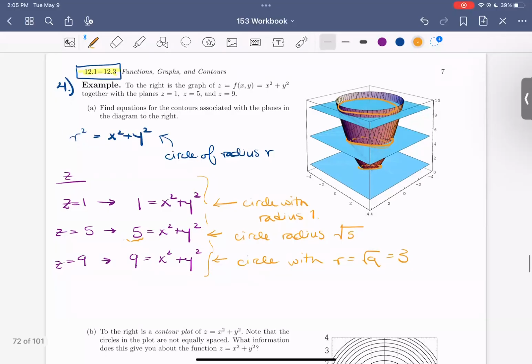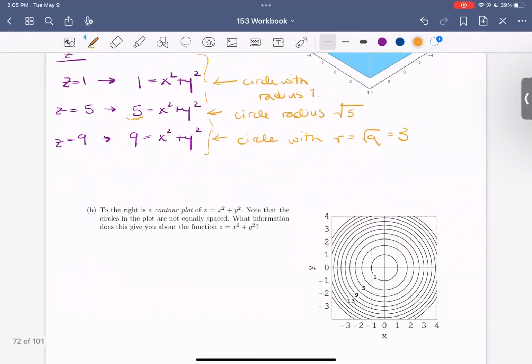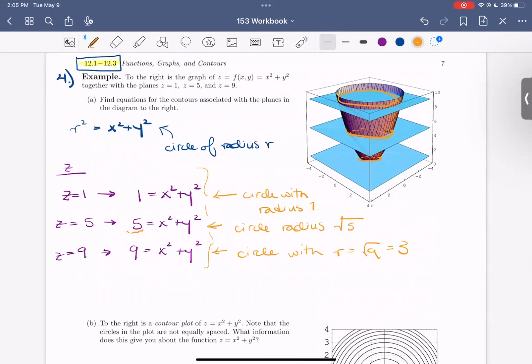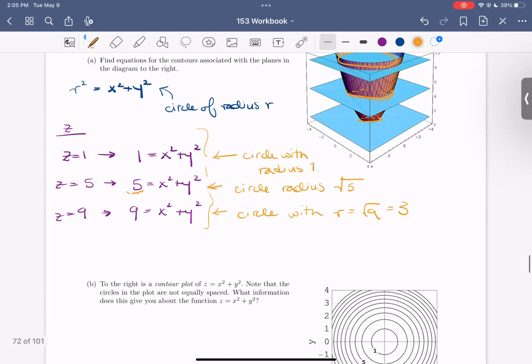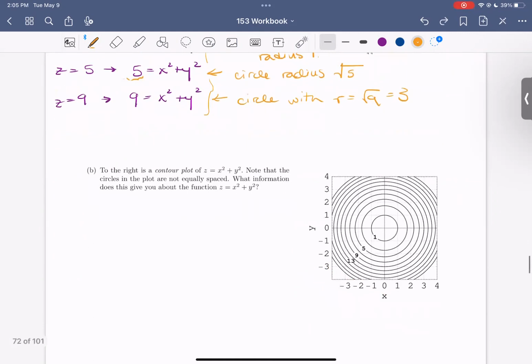Now let's take a look at part B of this example. In part B, we're going to look at something called a contour plot, which is a really helpful way of representing a three-dimensional graph, which is a surface, with two directions, x and y, but on a flat plane. To the right, we are given a contour plot of the equation we saw in part A, z equals x squared plus y squared. Note that the circles in the plot are not equally spaced.